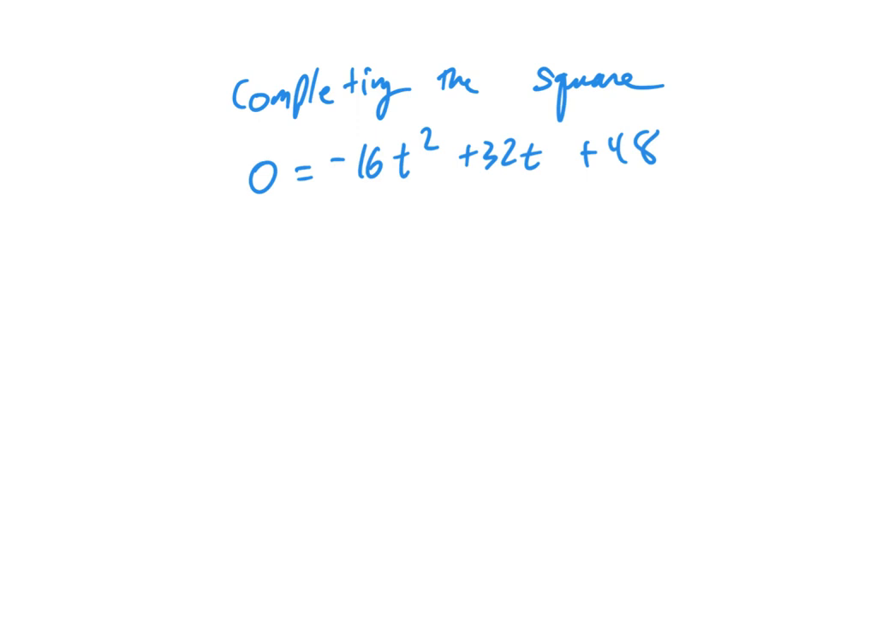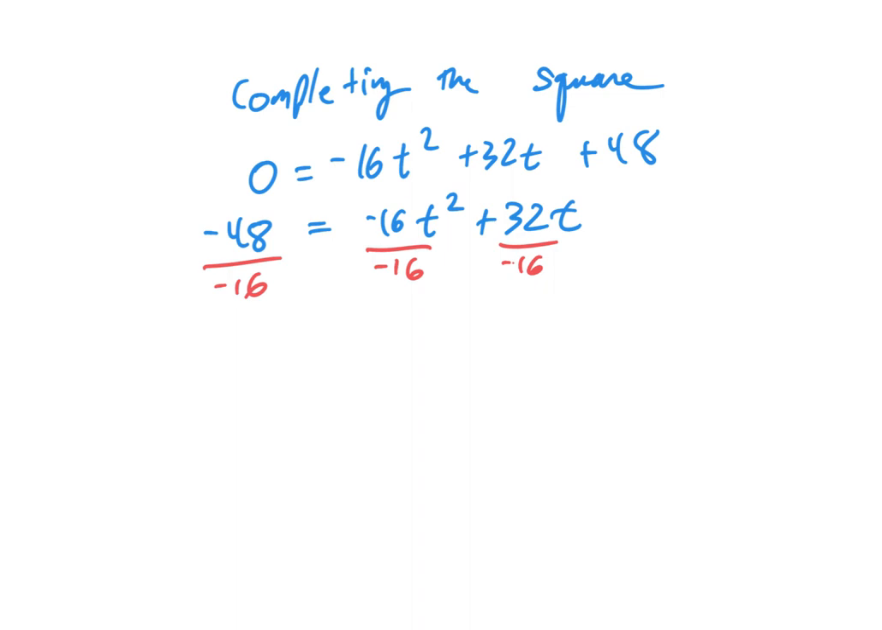So completing the square, here's the process. The first thing you do is move things so that you only have variables on one side and numbers on the other. So I'm going to subtract 48 from both sides, and then I'll have negative 16t squared plus 32t. And then, if possible, I would love it if my t squared was 1. So in order to make my t squared 1, I'm going to divide everything by negative 16. On the left, I'll have 3 equals t squared plus 2t.